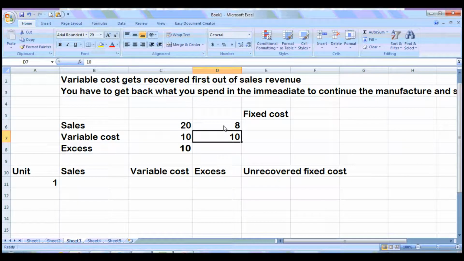You would look like an idiot, or you can call yourself an idiot, if you spend ₹10 and sell it for 8 rupees and continue to do the same. So to continue the manufacture or to continue the activity which you want to do, you'll have to recover the variable cost first. Not only recovering the variable cost, you have to earn an excess over variable cost. At the minimum, you have to recover the variable cost out of your sales revenue. So you deduct the variable cost from the sales revenue first to earn an excess of this 10 rupees. So in the first unit, you have earned an excess of rupees 10.